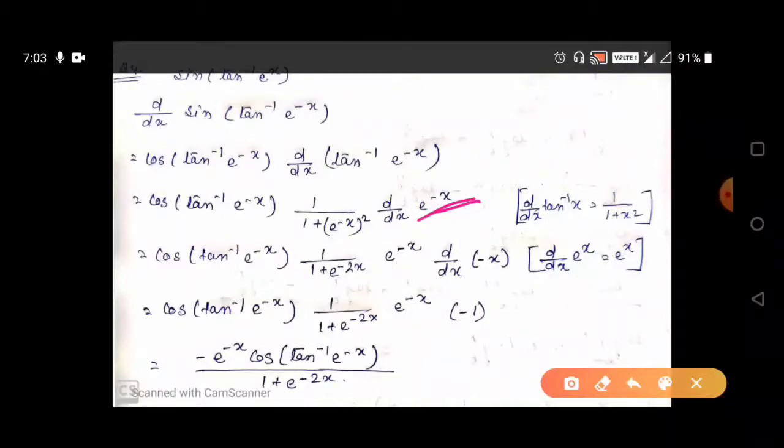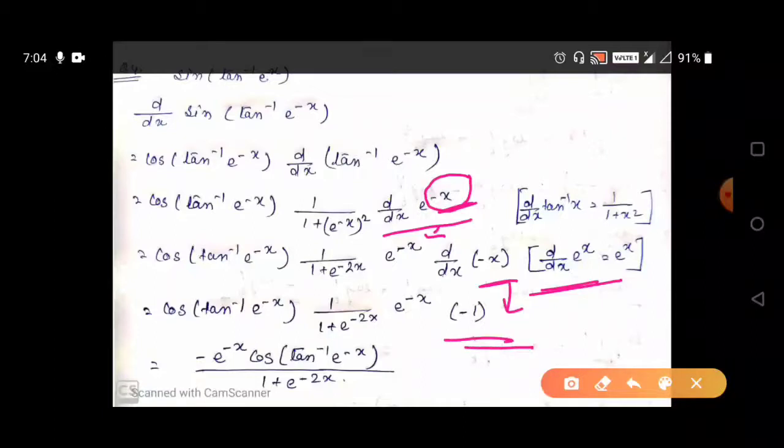Now we have to differentiate e to the power minus x with respect to x. Here we apply the formula d/dx of e to the power x, which is e to the power x. In place of x we have minus x here. So d/dx of e to the power minus x is e to the power minus x, and since we have minus x in place of x, we have to again differentiate minus x. Differentiation of minus x with respect to x is minus 1. Now the answer is minus e to the power minus x cos tan inverse e to the power minus x by 1 plus e to the power minus twice x.